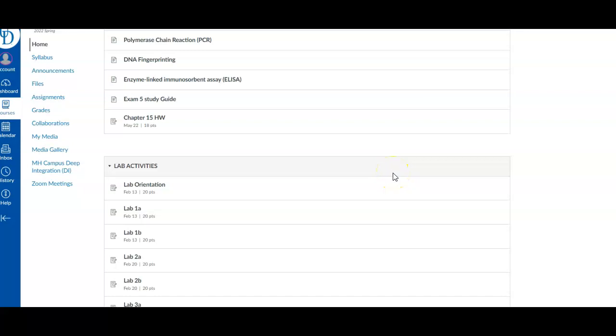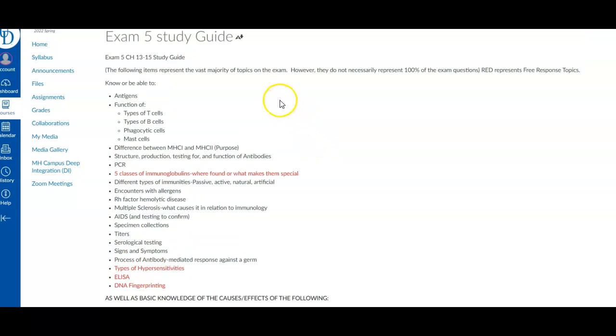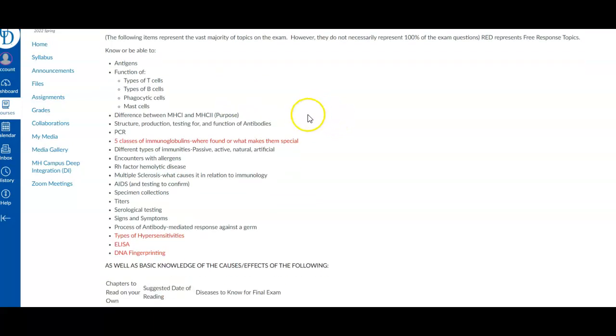So this is a little exam 5 review. Kind of short, but just to give you a little bit of heads up about what you're going to see. Exam 5 obviously has basically immune system stuff. There'll be longer questions about 5 immunoglobulins, IgM, A, D, G, and E, as well as the hypersensitivities, 1, 2, 3, and 4, ELISA testing and DNA fingerprinting.